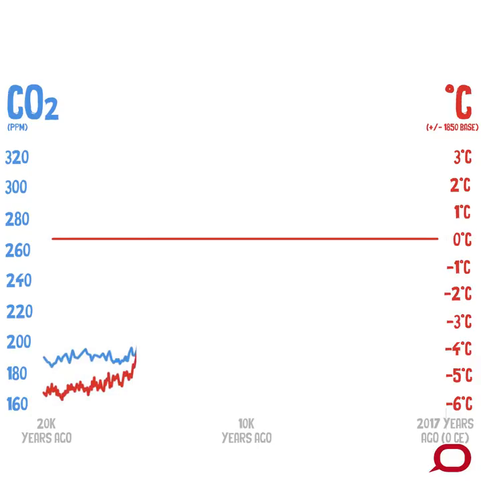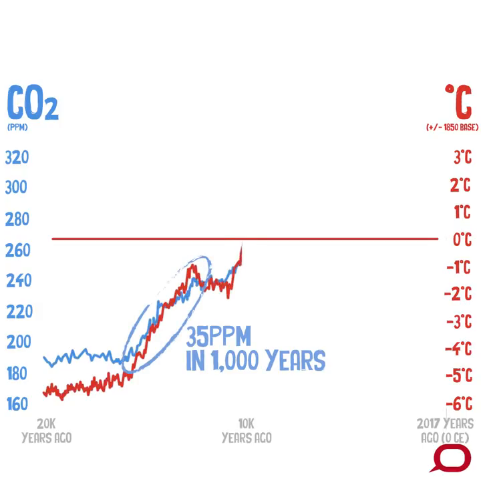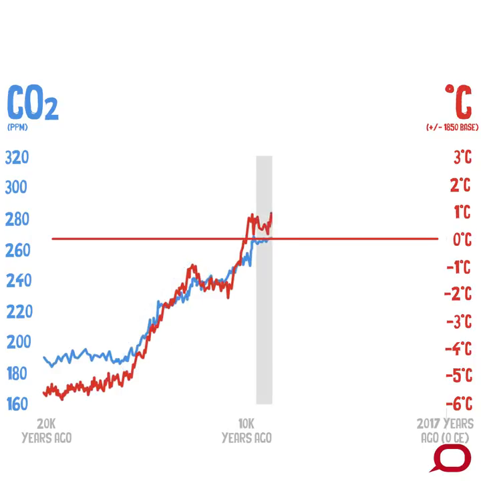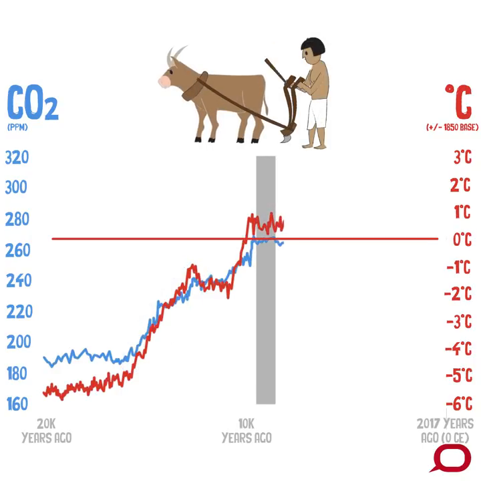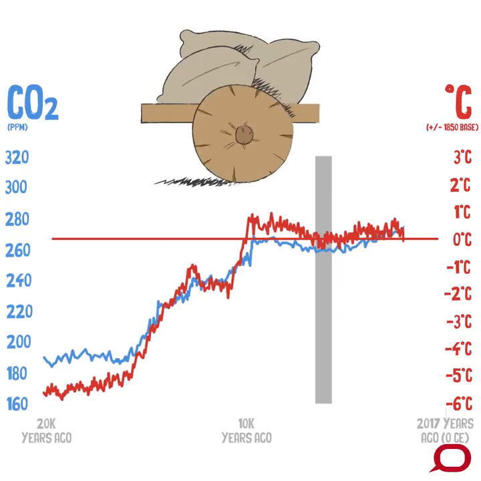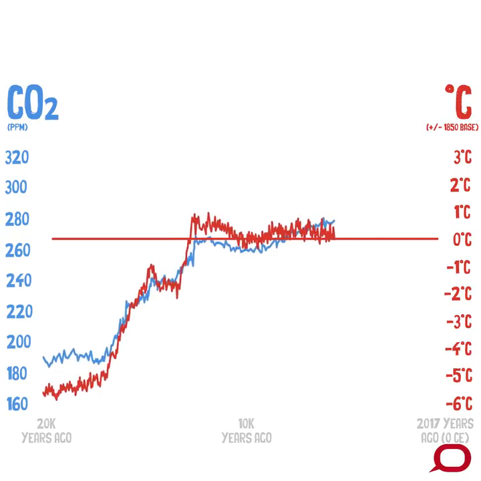From that low, cold point, the CO2 rises naturally by as much as 35 parts per million each 1,000 years, stabilizing to near modern levels at around 10,000 years ago. Oh look, there's the birth of modern agriculture. And the wheel. And the pyramids in Egypt.